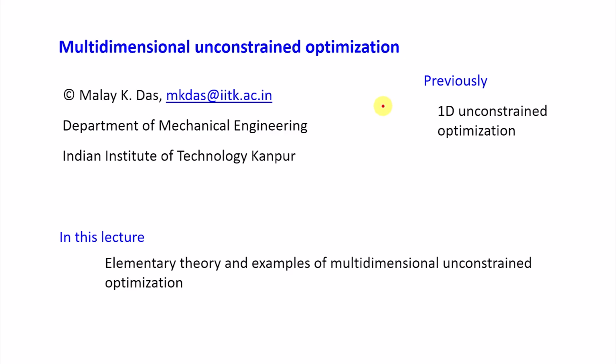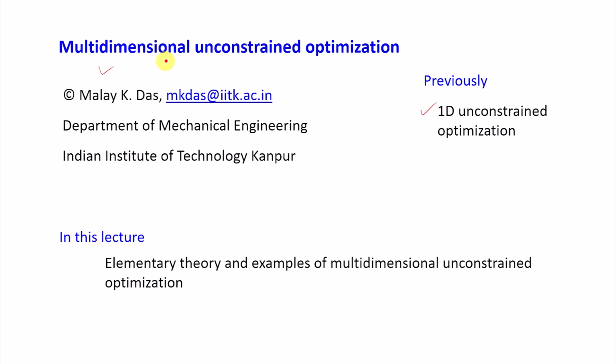Over the last few lectures, we are talking about one-dimensional unconstrained optimization. In such optimization, the design vector is one-dimensional, which means it is a scalar. Now we'll go toward multidimensional unconstrained optimization, where the design vector will be at least a two-dimensional vector.